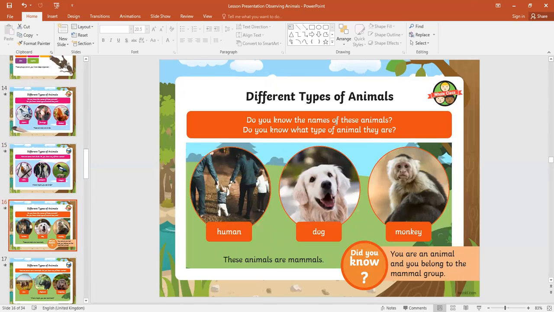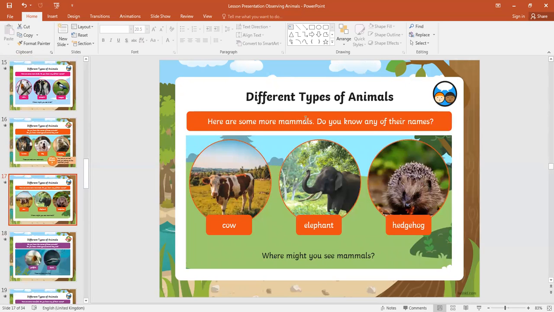Do you know the names of these animals? Do you know what type of animals they are? Human, dog, monkey. Did you know that humans belong in the mammal group and are animals too? Here are some more mammals.